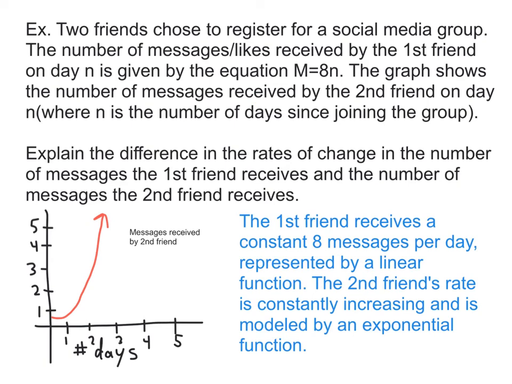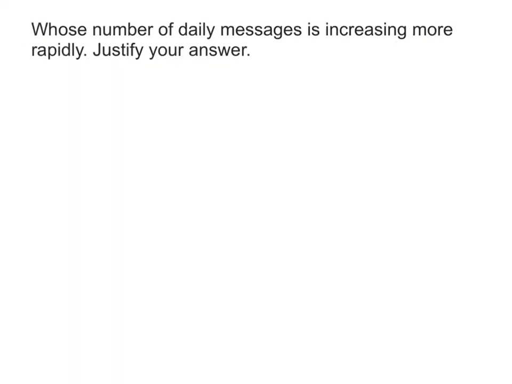The second friend's rate is constantly increasing and is modeled over here by an exponential. Anytime you see this curvy shape and it's going up really steeply like that, it is an exponential function. That's what you would write to answer that.